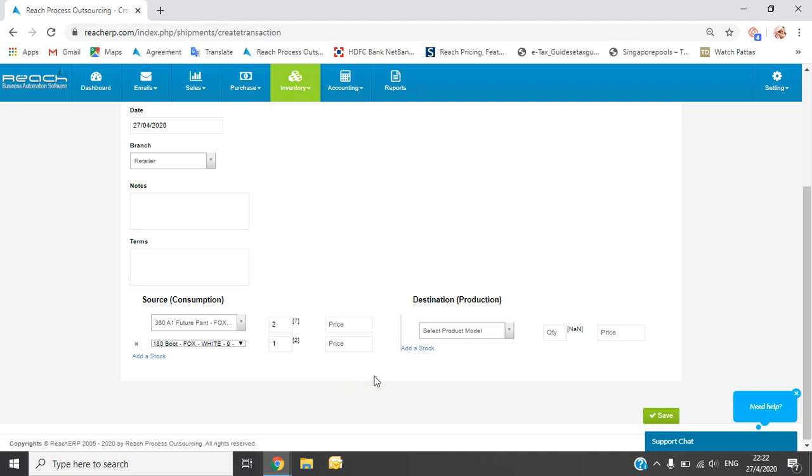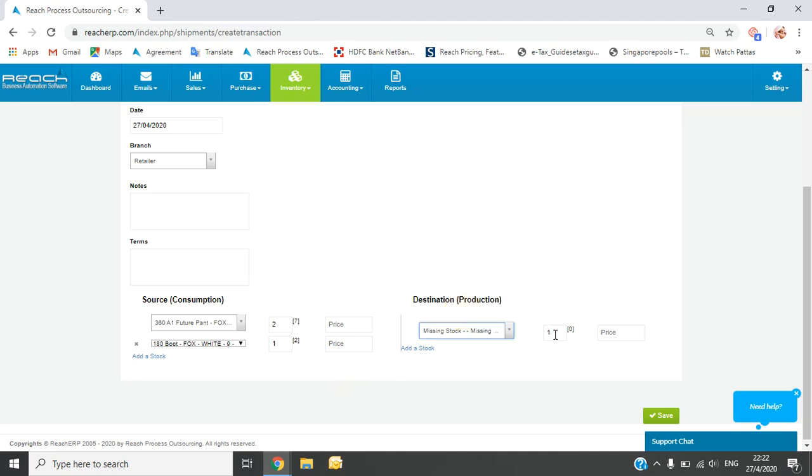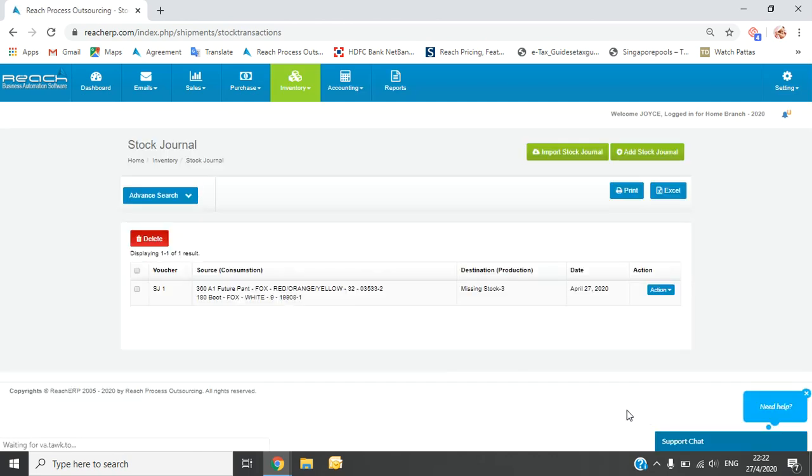So these all we are going to put in one place, that is missing stock. Here the quantity is 3 and then save. So this is how you write off the stock.